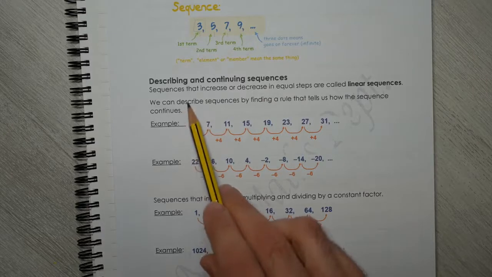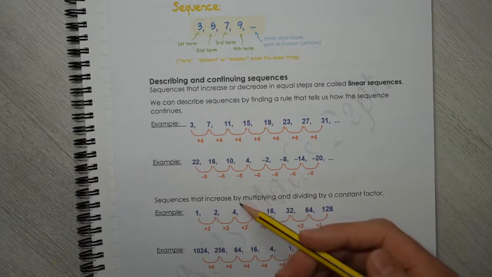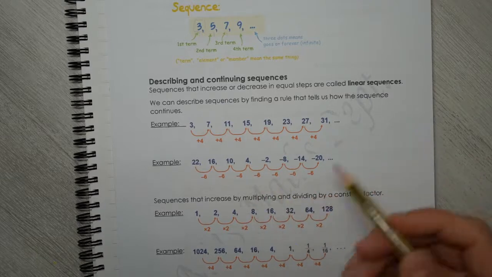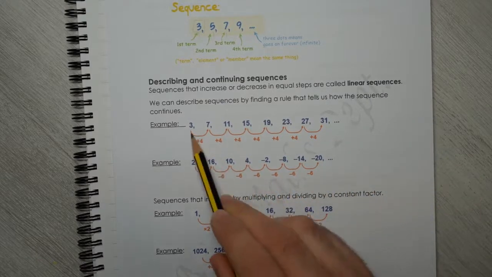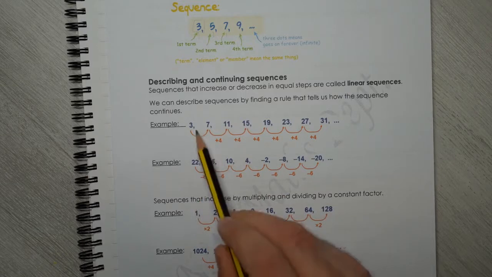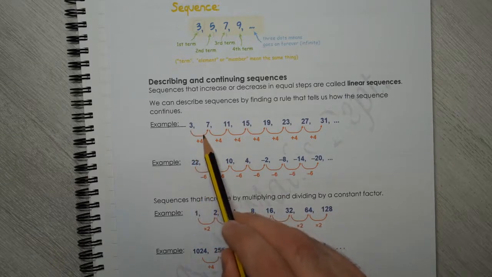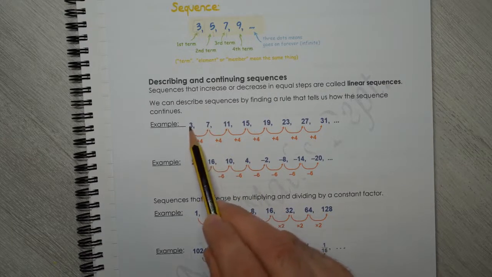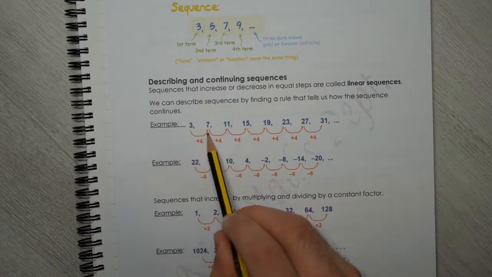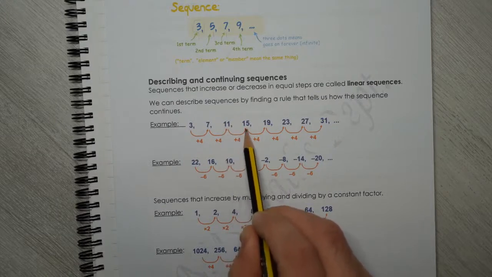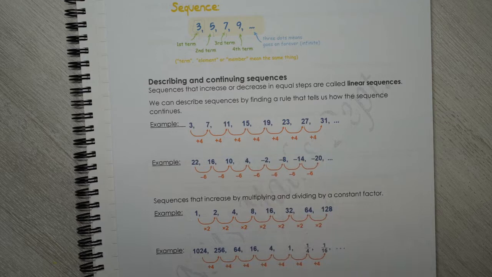Now, describing and continuing sequences. We have to be able to describe a sequence as well as continue it, of course. So, for example, here we have 3, 7, 11, 15, 19, etc. We can notice that the difference between the terms is always 4. So 3 plus 4 makes 7. 7 plus 4 makes 11. 11 plus 4, 15. 15 plus 4, 19, etc.